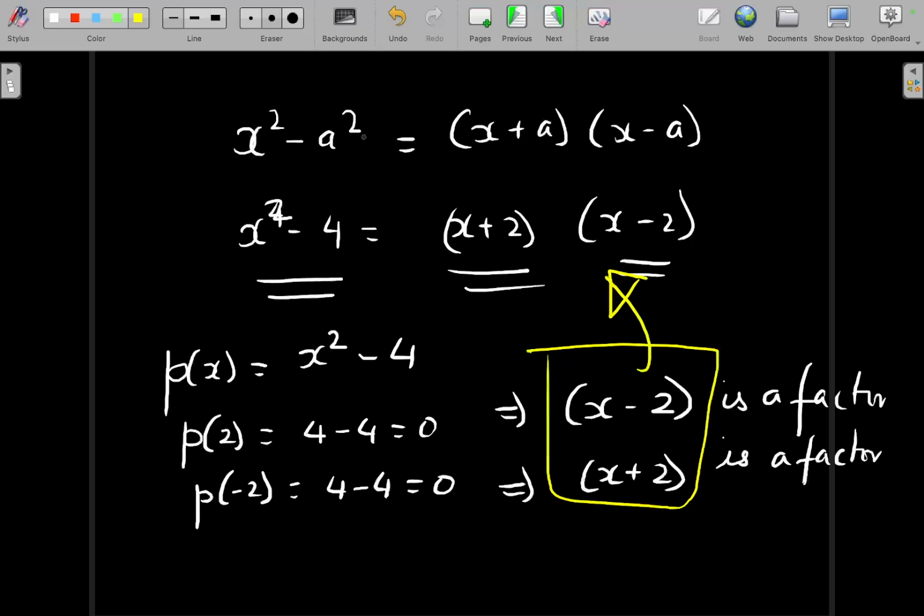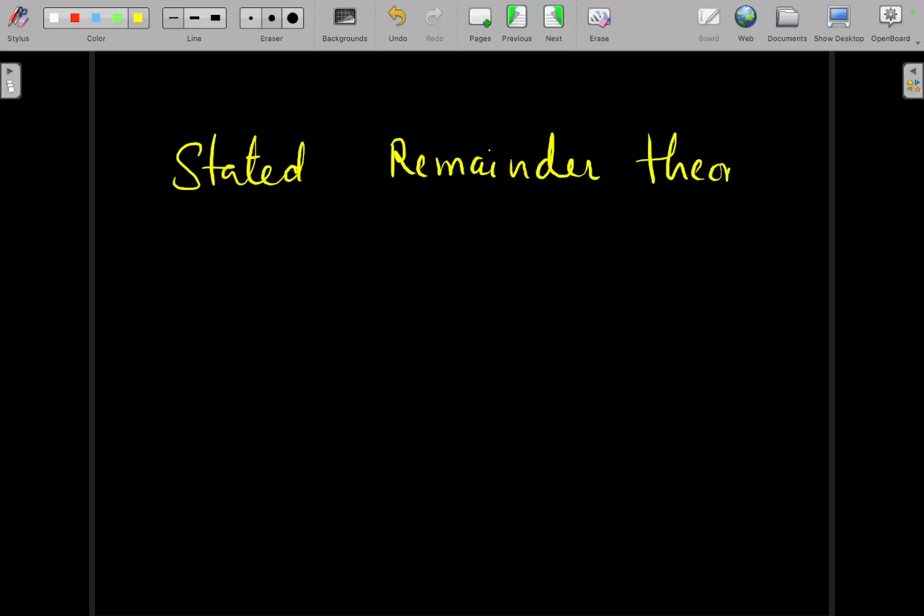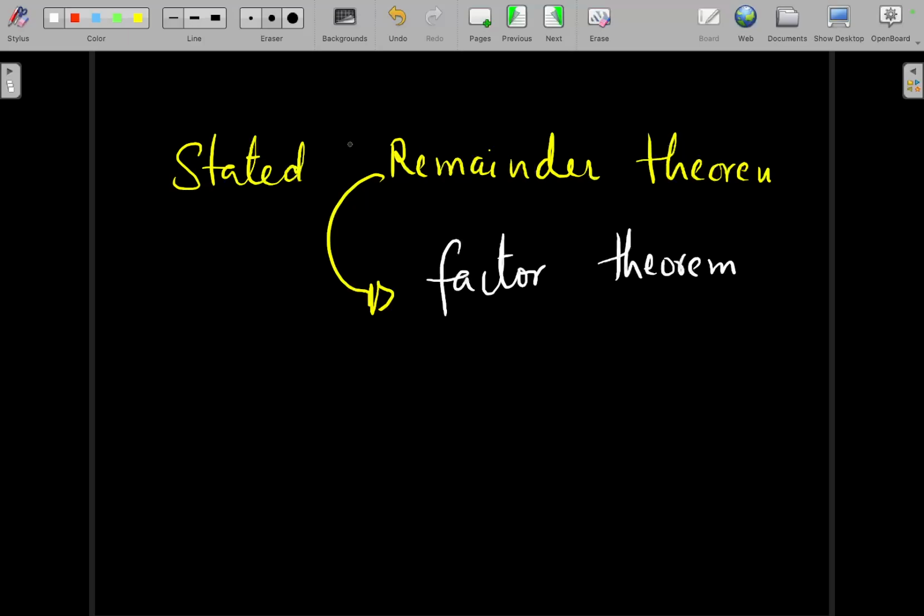I just want to end by stating clearly what we have achieved. We have stated the remainder theorem first. Why? Because the remainder theorem is also used in the proof of the factor theorem, so it is better to prove the remainder theorem first. Both of these are very powerful, simple tools, and I'm going to give you lots of examples of the applications of these two theorems in the next class.